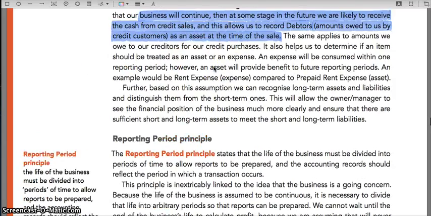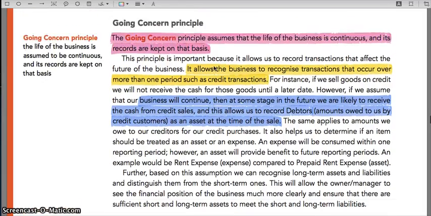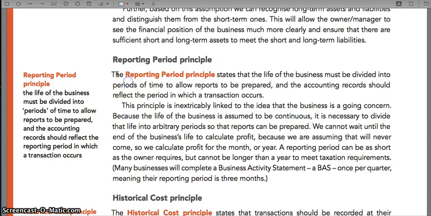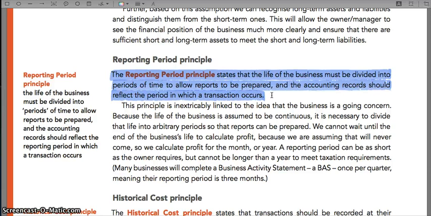Okay, so these two are actually quite closely linked: the going concern principle and the reporting period principle. The reporting period principle states that the life of the business must be divided into periods of time that allows reports to be prepared. An accounting record should reflect the period in which a transaction occurs. So basically what we've got is a necessity to divide the life of a business into periods so that reports can be prepared. So we can prepare a balance sheet, and we can prepare income statements and things like that.